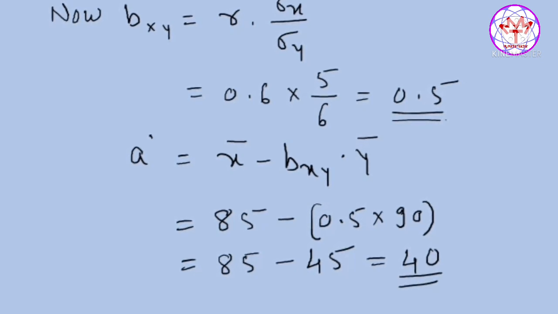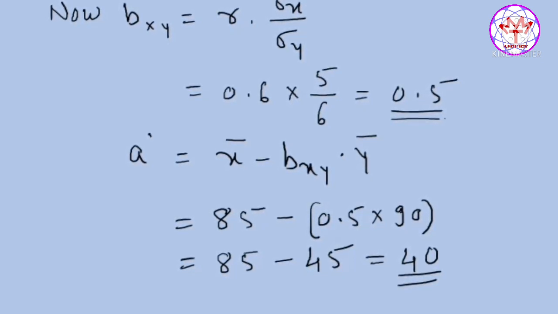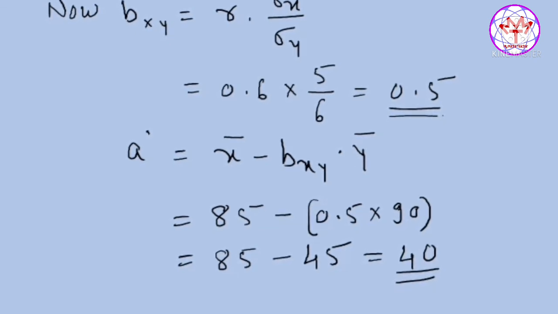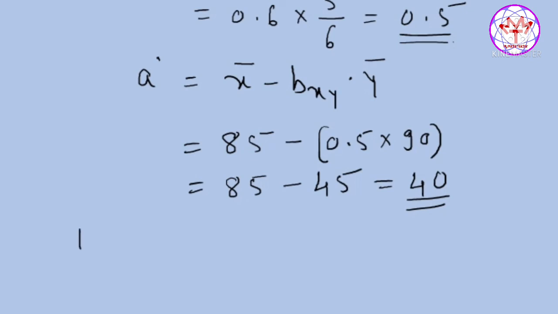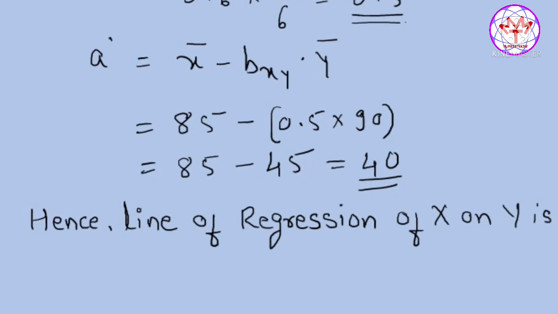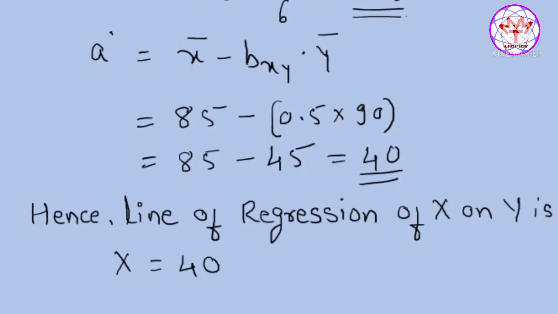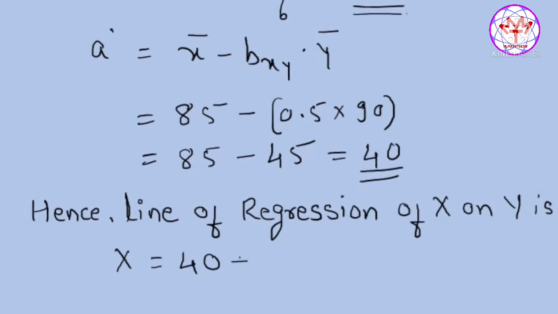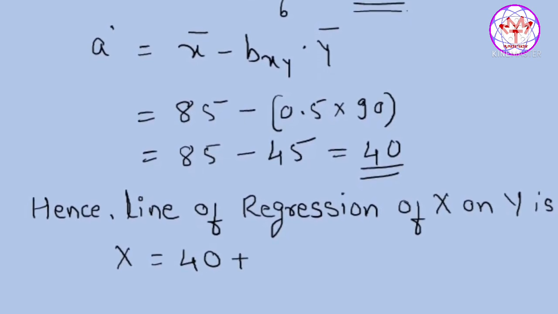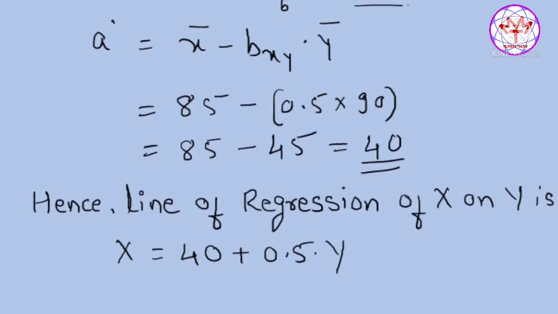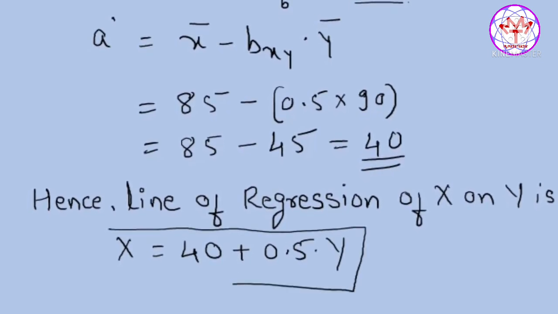So we got bxy and we got a dash. So we'll substitute these values in the line of regression of x on y. Hence, the line of regression of x on y is x is equal to a dash, which is 40, so 40 plus bxy 0.5 into y. So this is your line of regression of x on y.